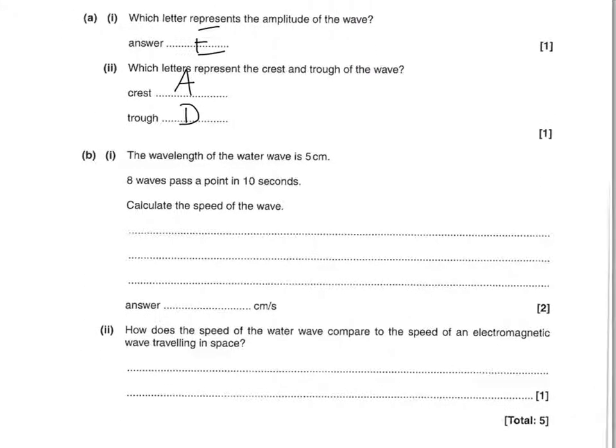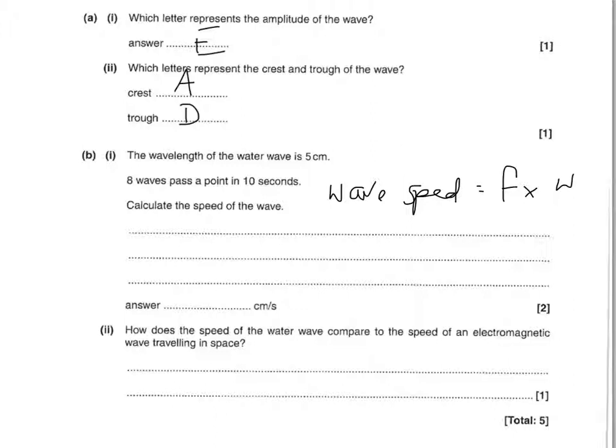The wavelength of the water wave is 5 centimetres. 8 waves pass through a point in 10 seconds. Calculate the speed of the wave. So, first thing you need to do, you've got numbers, so you look in the front of the booklet, and you'll find that wave speed equals frequency times wavelength. So I'm just going to put F and W for those.